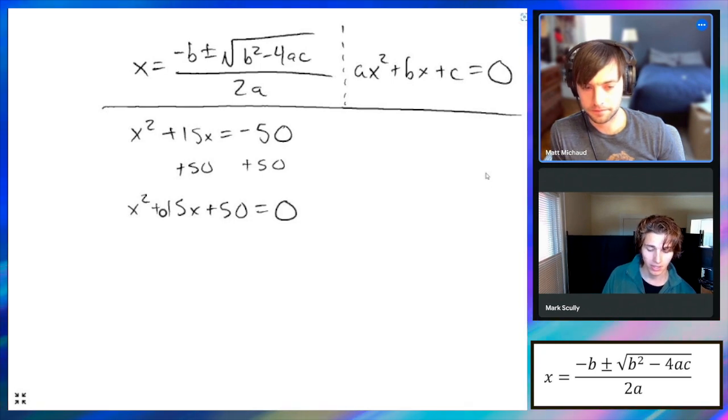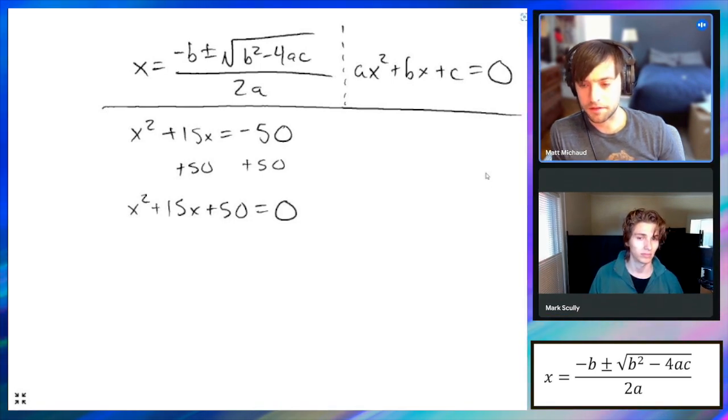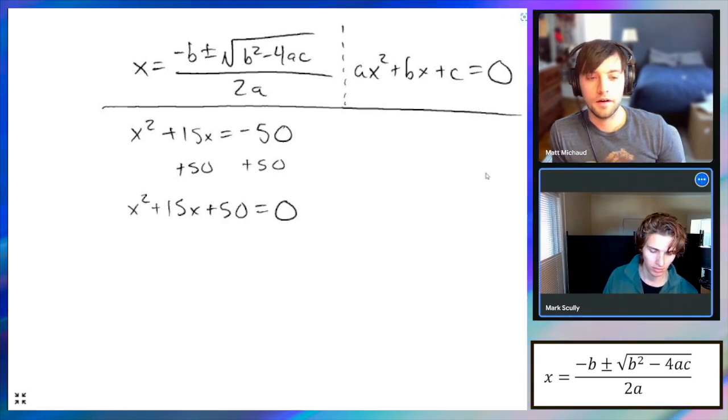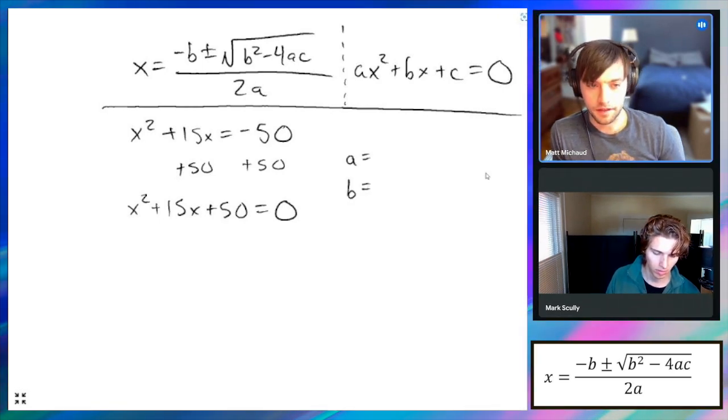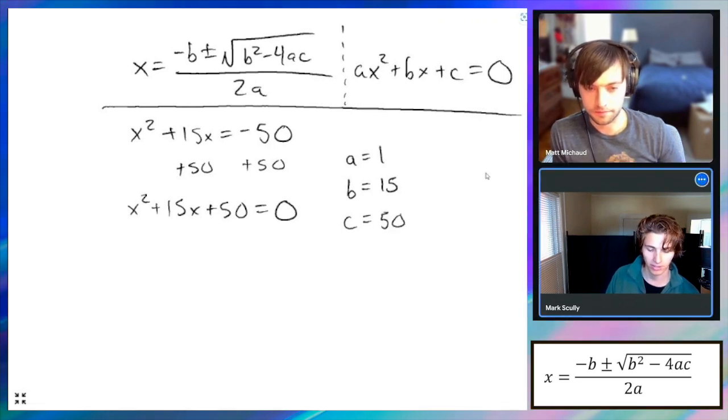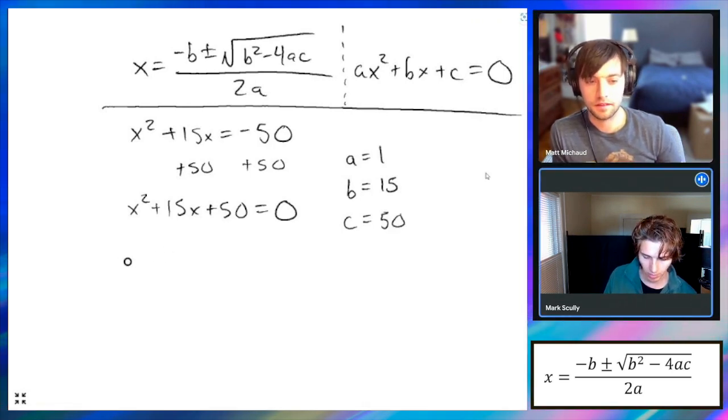Perfect. Is this the correct form? I believe it is. Yeah. What are our a, b, and c values? Our b value is 15. Our c value is 50. And a equals 1. Perfect. All right, go ahead and plug this in for our main equation.